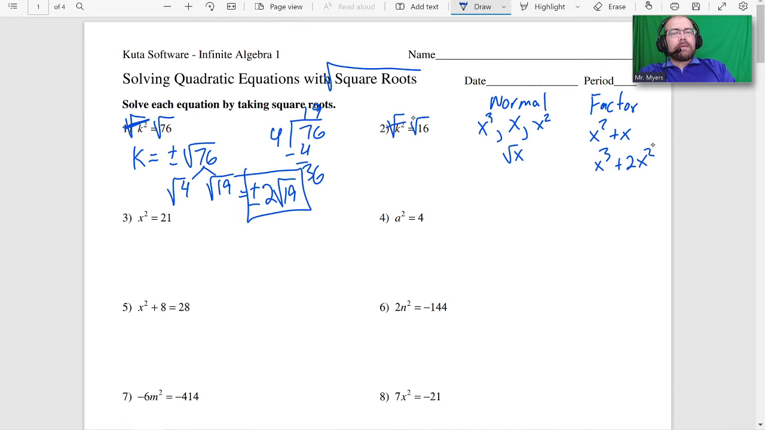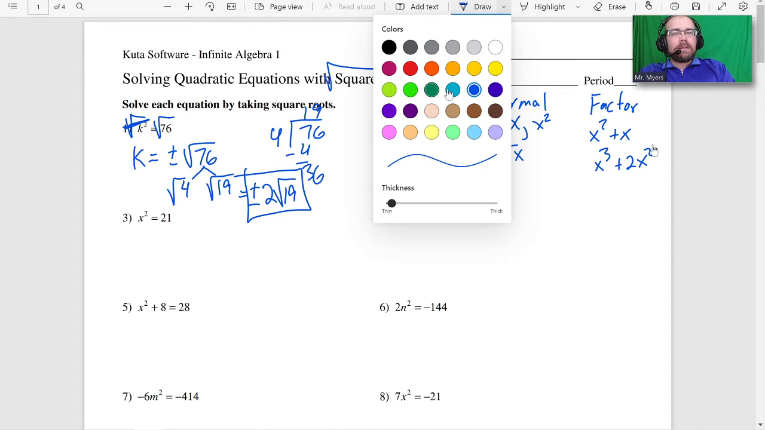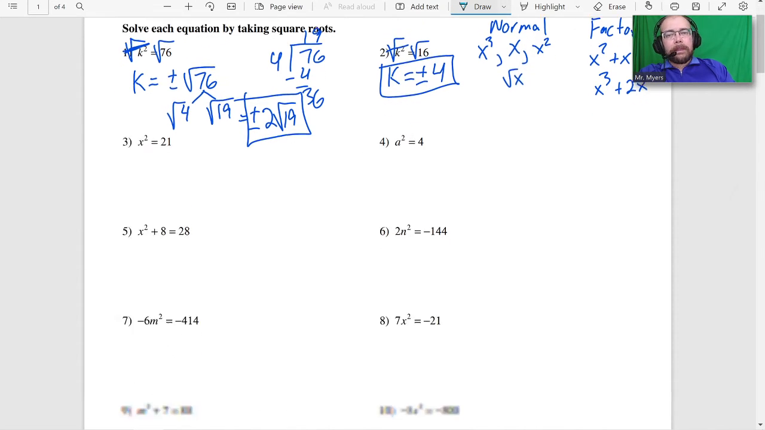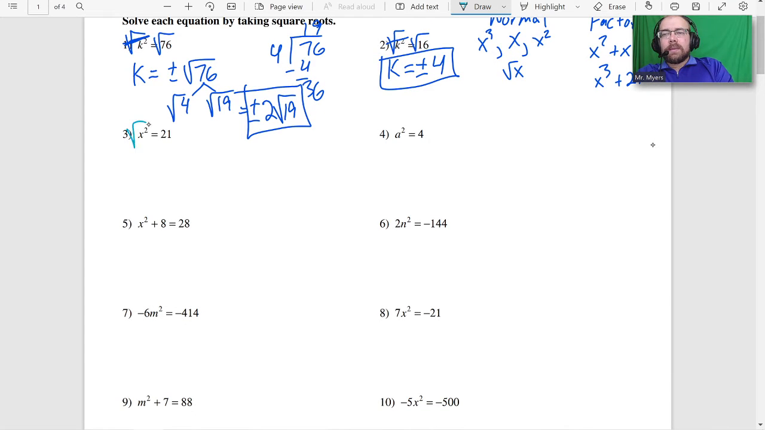Square root of both sides, it cancels out with the square. Plus or minus. The square root of 16, actually, is 4. So that's it. It has a square root, so we're done. Okay. Change color and move on. Square root, square root. That cancels.